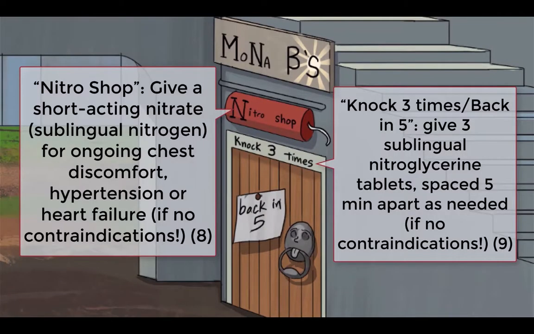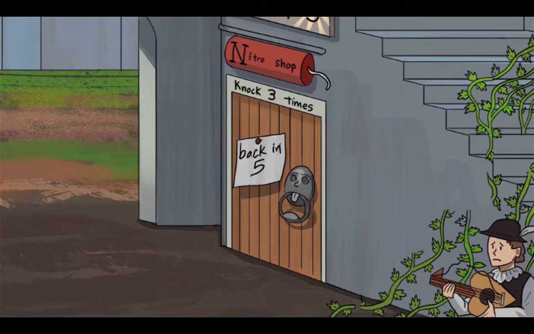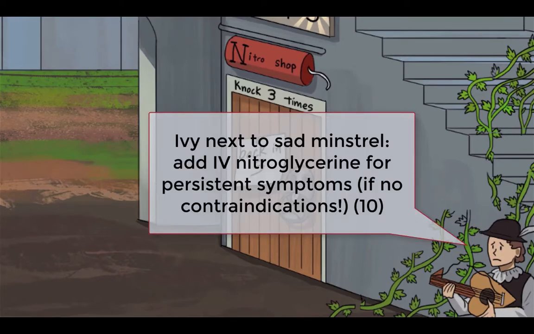For ongoing chest discomfort and hypertension, a short-acting nitrate is typically administered at a sublingual dose of 0.4 milligrams every 5 minutes for a total of 3 doses. This is highlighted by the sublingual theme door knocker next to the 5-minute sign, and the knock 3 times sign to remind you of 3 sublingual doses total. If the need for blood pressure control or pain relief persists, IV nitroglycerin can be administered. So let's add some IV on the side here, next to this sad, persistently symptomatic minstrel.